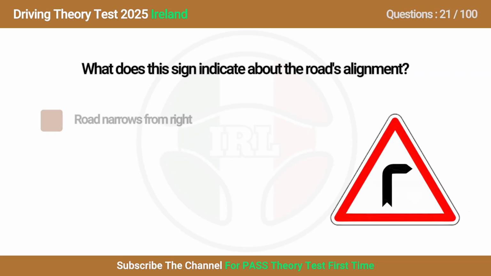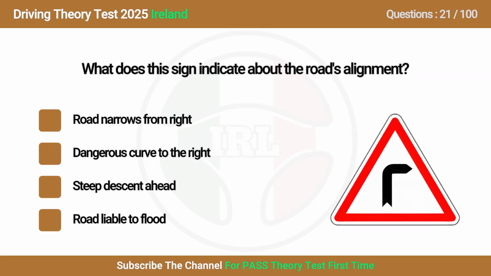Question 21. What does this sign indicate about the road's alignment? A. Road narrows from right. B. Dangerous curve to the right. C. Steep descent ahead. D. Road liable to flood.